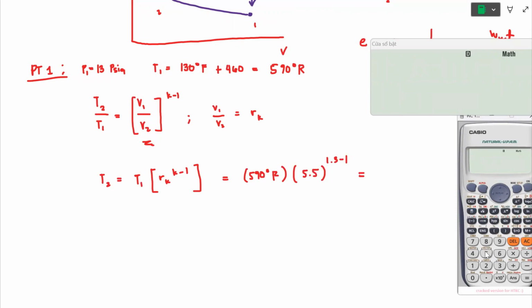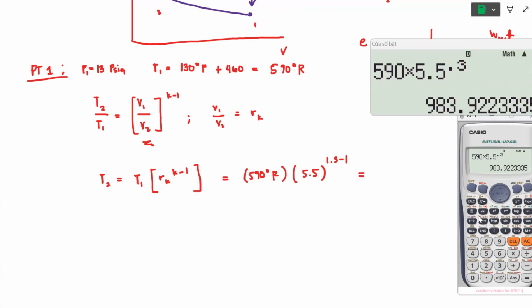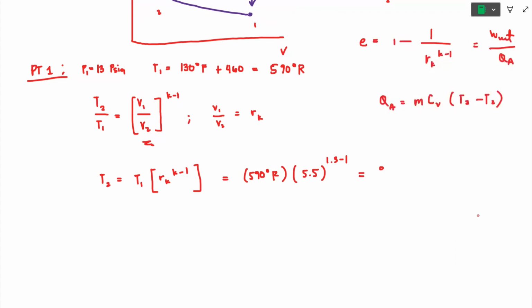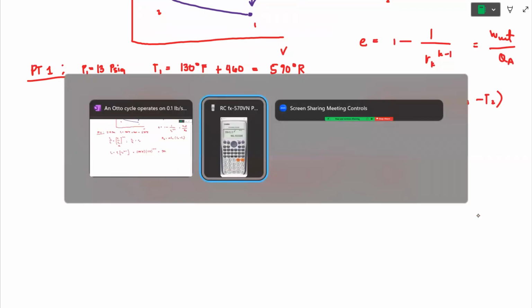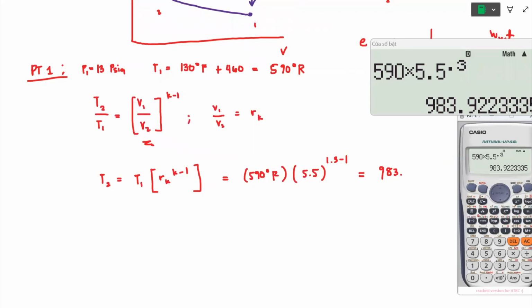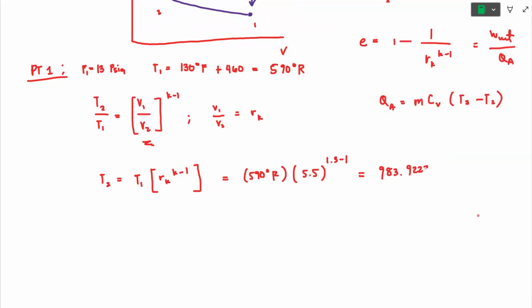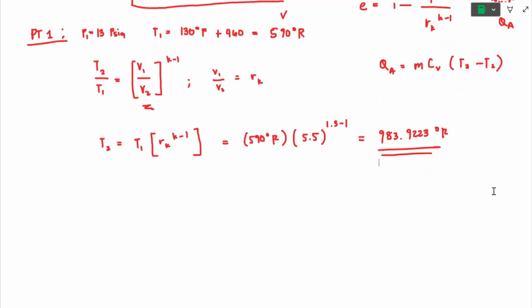So, that is 590 multiplied to 5.5 raised to 1.3 minus 1, that is 0.3. Slightly higher, so that is 983.9223 degrees Rankine. Okay? So, mahanap ko na si QA.